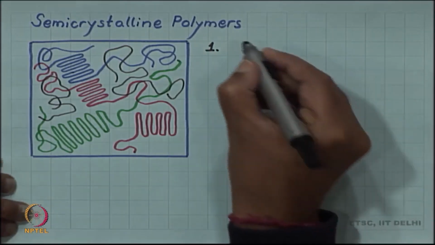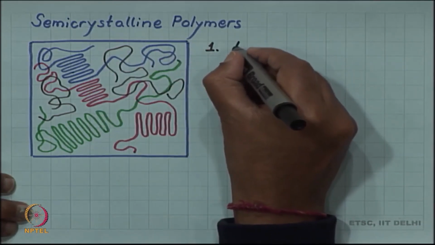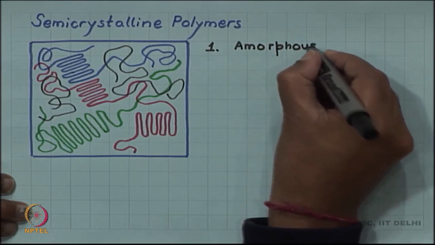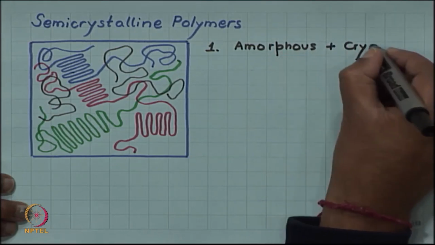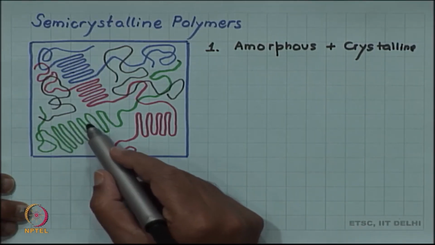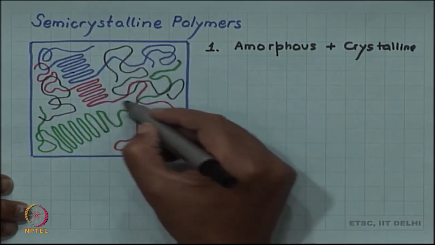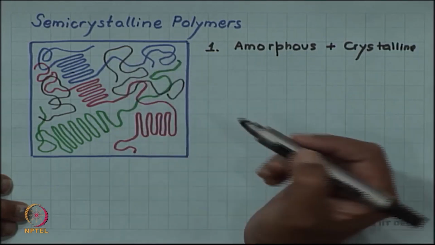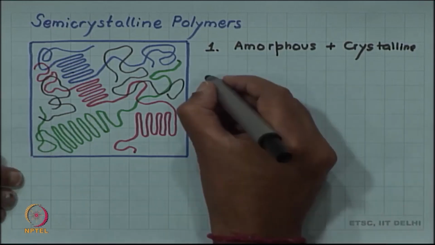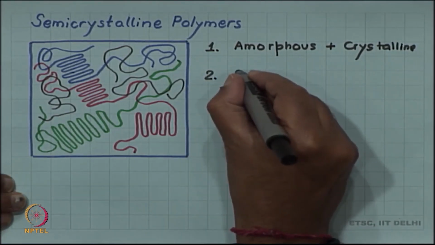So, the first point is that there are both amorphous region and crystalline region. Where I am showing these parallel chains, I am trying to represent the crystalline region, and where I have shown these randomly wiggling chains, that is the amorphous region in the same polymer sample. Then, in the crystalline region, the crystals form by chain folding.